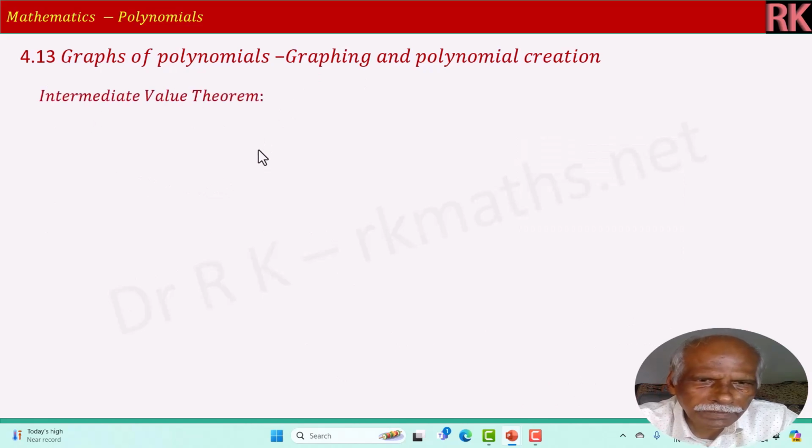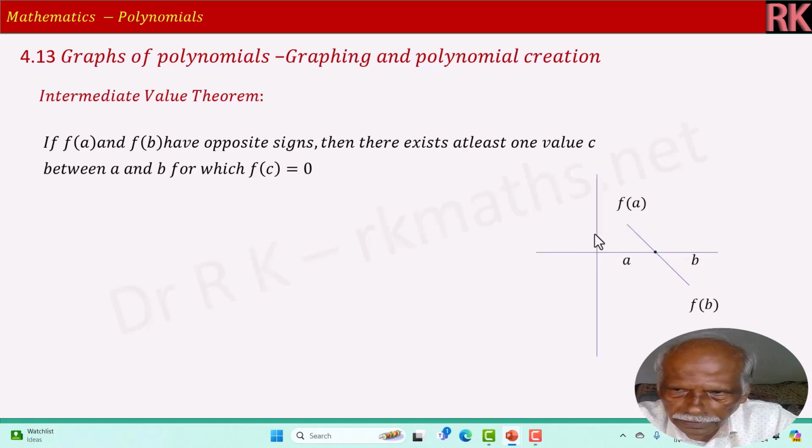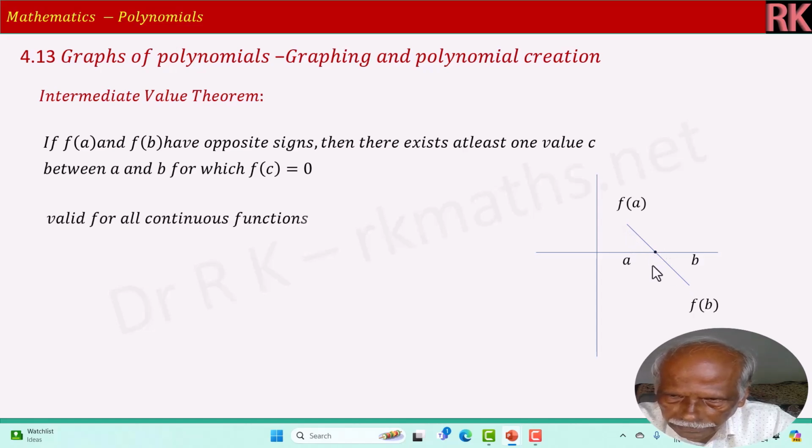Intermediate value theorem is very important. I will tell you what it is and then we will close this polynomials topic. If f of a and f of b have opposite signs, then there exists at least one value c between a and b for which f of c is equal to 0. There is a root. See here, f of a is positive, f of b is negative. Therefore, there must be a zero value between these two. F of c is equal to 0 here. C is the in-between value.